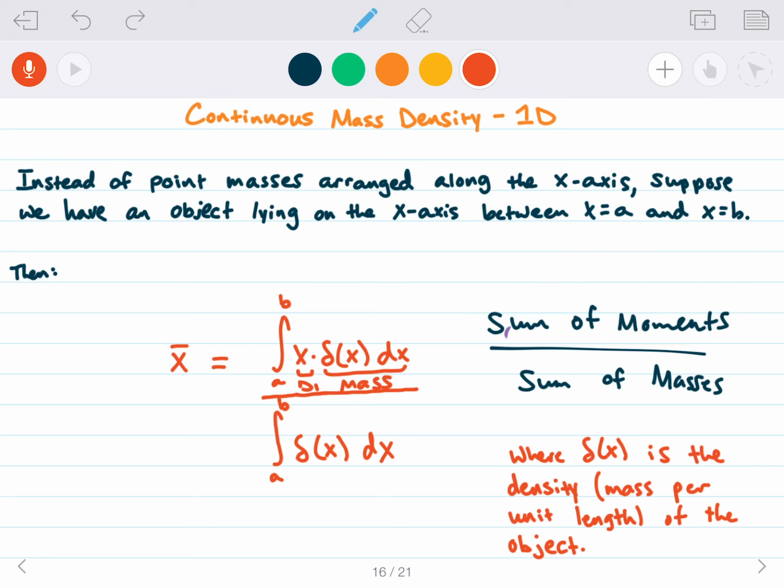Now, if we consider the bottom part, well, that is just the mass, right? When I integrate the density function, that is going to give us the mass in one dimension. So that's where the sum of the masses comes from in the bottom part.